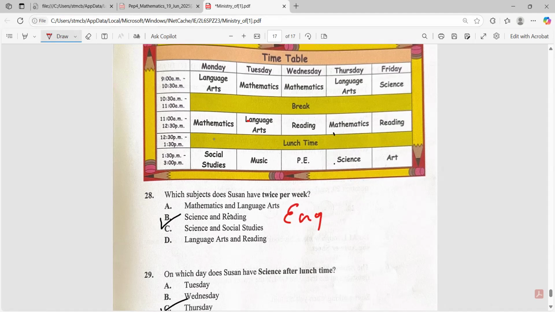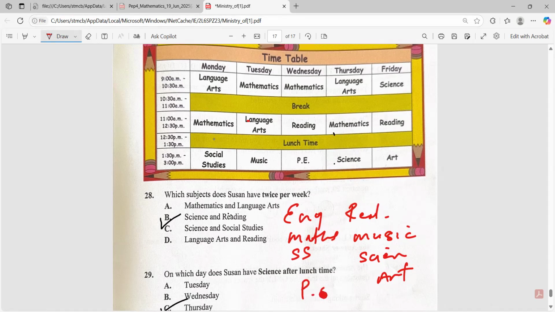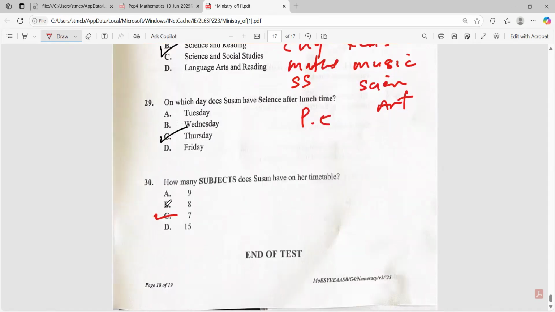So we have English language, maths, SS, that is 3, reading, music, science, art. Did I miss any? Reading, art, science, PE. See, I missed PE the first time. So it's actually 8: art, maths, social studies, PE, music, science, and art. But a good thing we checked. It's actually 8. So that one was tricky.